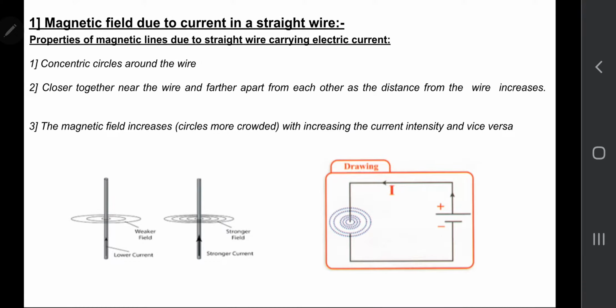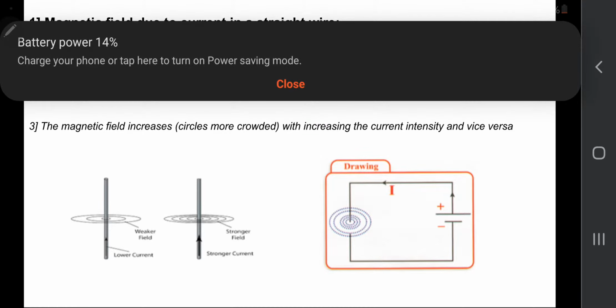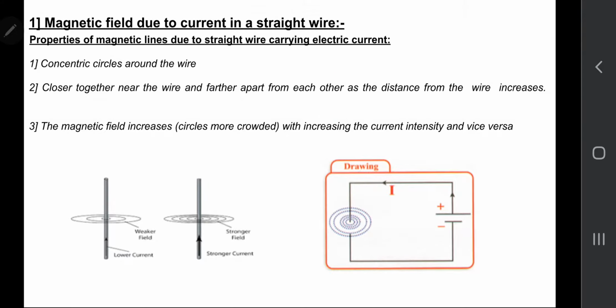The magnetic field changes in the shape of its lines according to the conductor. The shape of the magnetic field in a straight wire is different from when the current passes through a solenoid, and different from when the current passes through a circular coil. Okay, at first I study the magnetic field due to current in a straight wire.